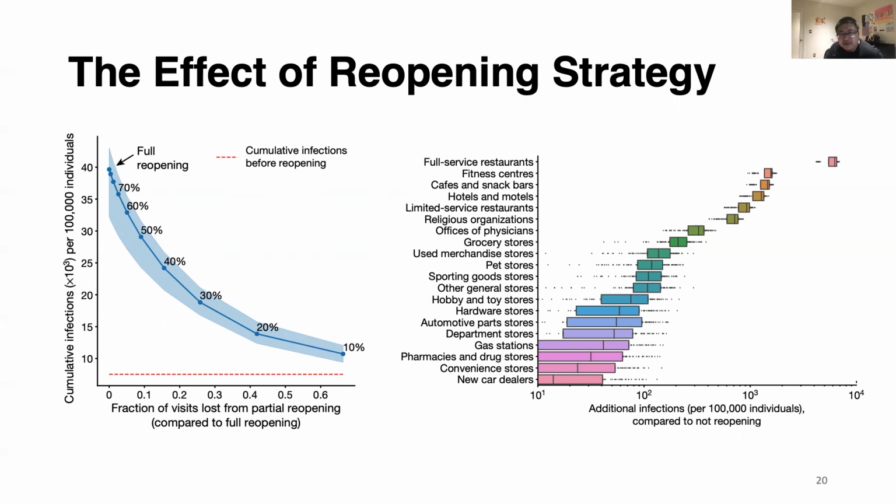So reopening full service restaurants has the largest predicted impact on the infections, as you can see from the right figure, due to the large number of restaurants, as well as their high visit densities and long dwell times. So this is a very interesting study, showing the value of leveraging the human mobility network to predict the pandemic trend, as well as estimate the impact of different reopening strategies.